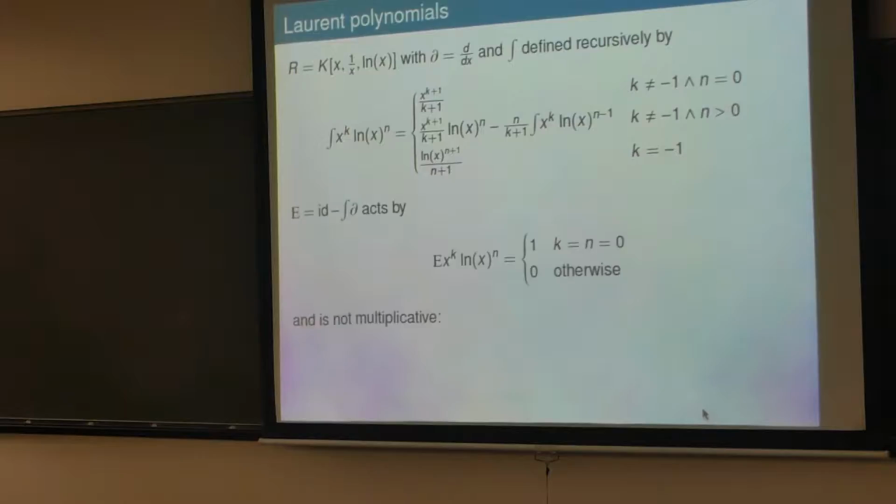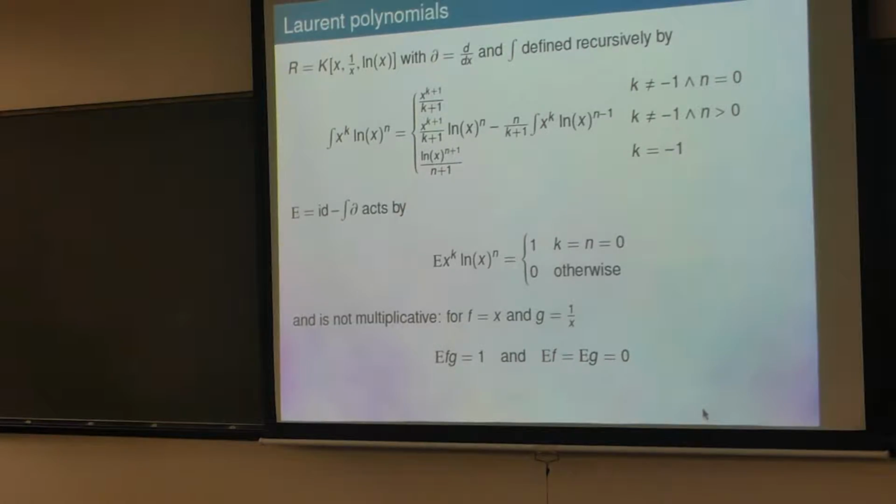This is a definition of an integral. And now you find out the corresponding evaluation. So this is the right inverse of the integral. The corresponding evaluation just gives you the constant term. But in this setting, it's not multiplicative anymore, because if you have x and 1 over x, the evaluation of the product is 1, and the evaluation of the individual terms is equal to 0.